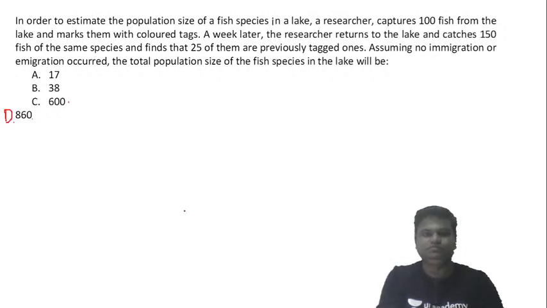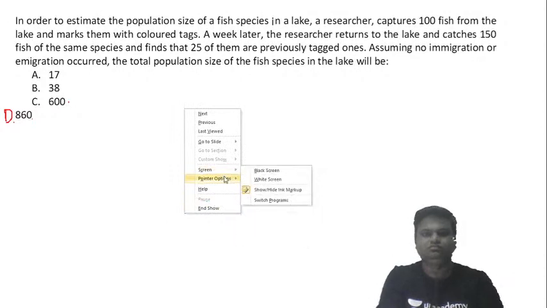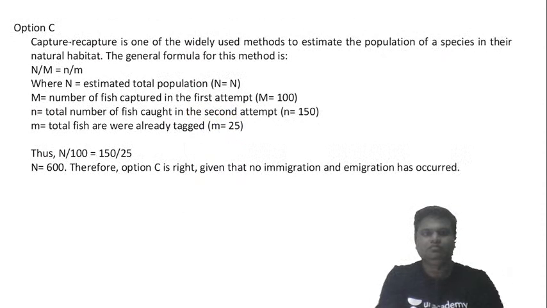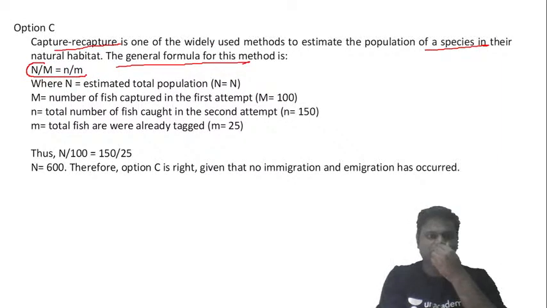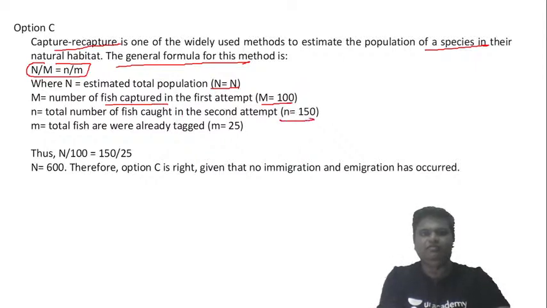So let's move to the solution. This is capture-recapture. It is one of the widely used methods to estimate the population of a species in their natural habitat. The general formula for this method is N upon M equals n upon m, where N is the estimated total population, M is the number of fish captured in the first attempt, so M will be 100. Small n is the total number of fish caught in the second attempt, so n will be 150. And small m will be the total fishes that were already tagged, that is 25. So we have to calculate N, which is the estimated total population.